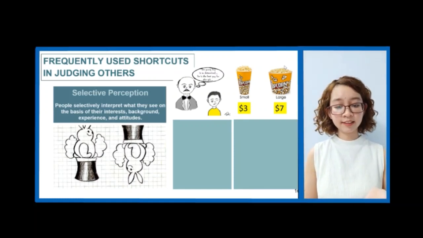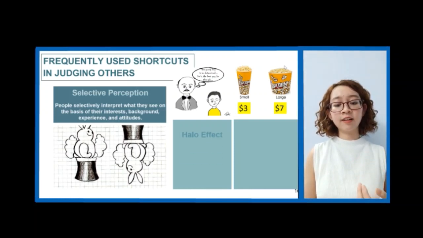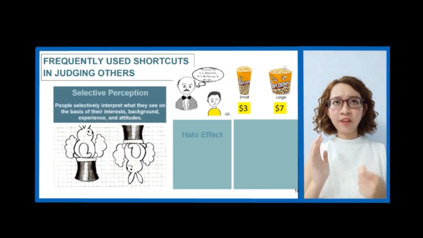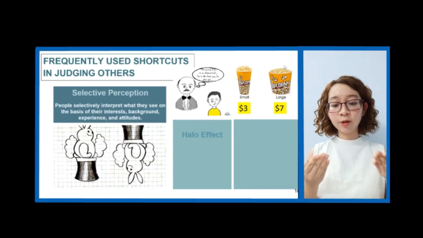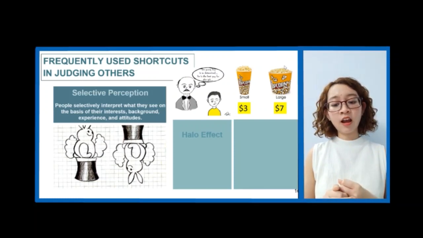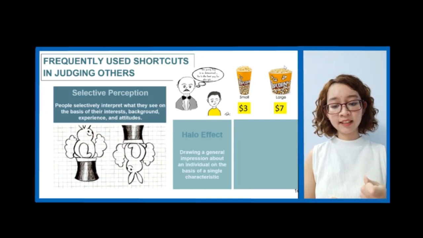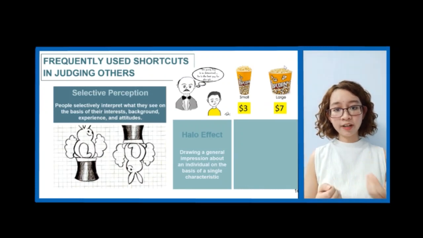The halo effect is another shortcut where generally favorable impressions are drawn about an individual when a single characteristic is positive. The opposite is true when unfavorable impressions are drawn about an individual based on a single negative characteristic. This is also called the horn effect.